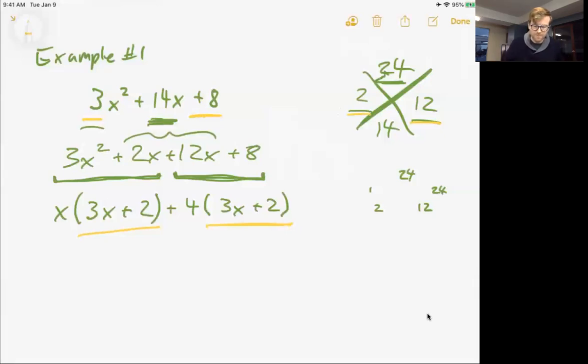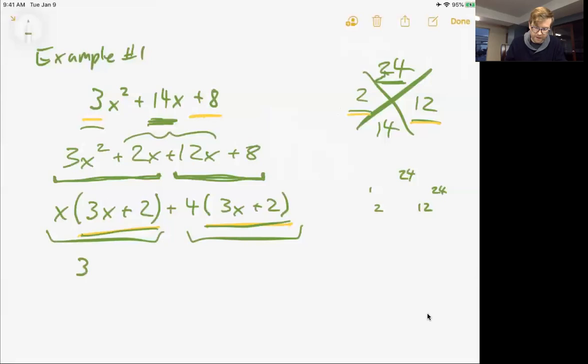Now, here's the part that I told you would come. We need to now factor out this group out of these two terms, okay? So it's just a thing that's multiplied by x and a thing that's multiplied by 4, and it's the same thing, so we can factor it out.